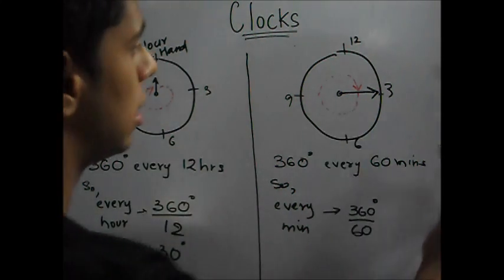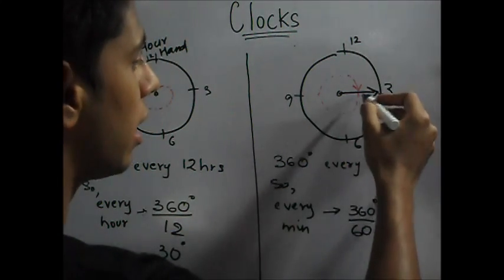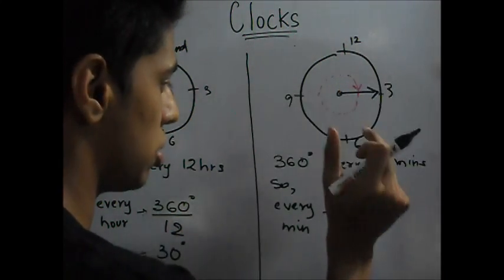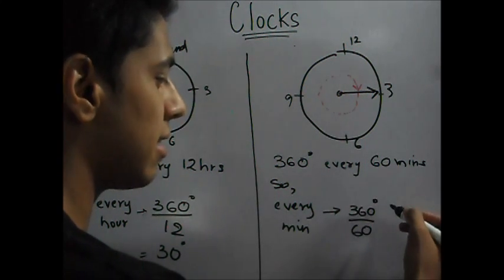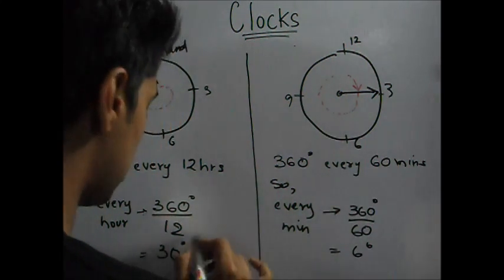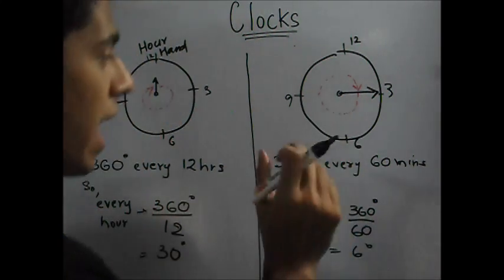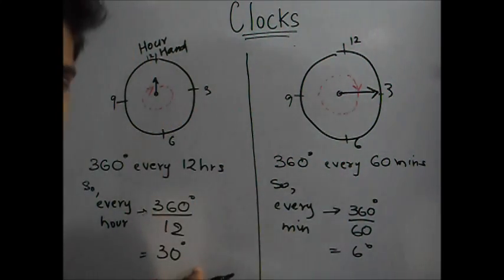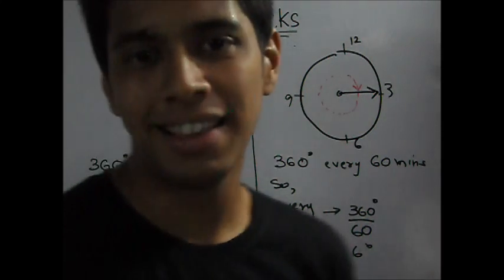Now consider the minute hand. Suppose it starts at 3. It will take 60 minutes to traverse the whole circle and come back to the initial position. So every minute, it will be 360 degrees divided by 60, which is 6 degrees. So the minute hand, every minute, moves by 6 degrees, and the hour hand, every hour, moves by 30 degrees. That seems simple. Let's start with the basic problem.